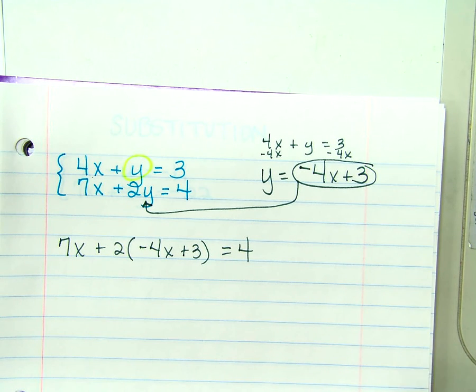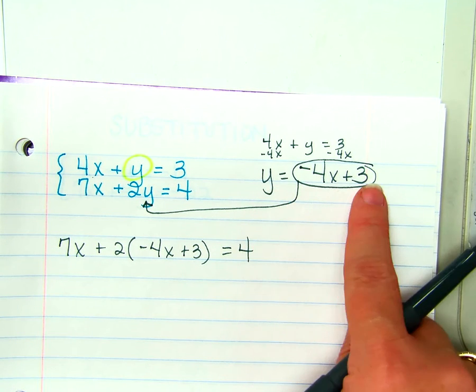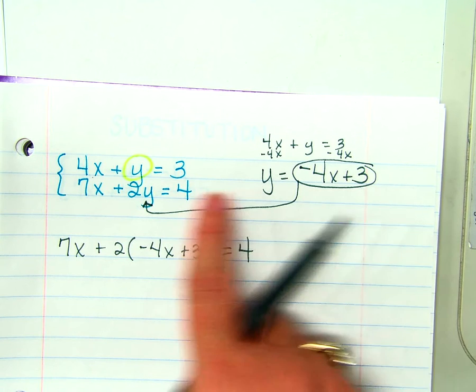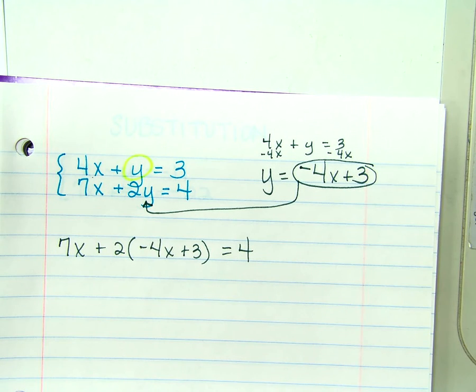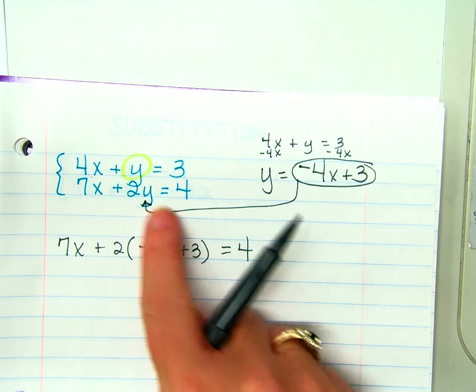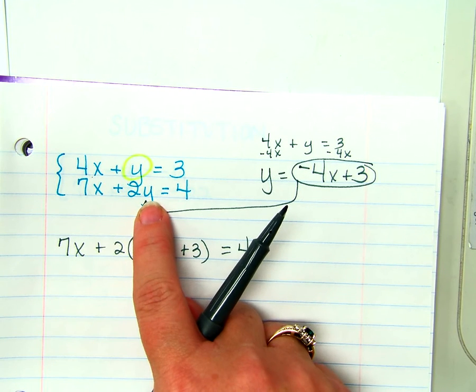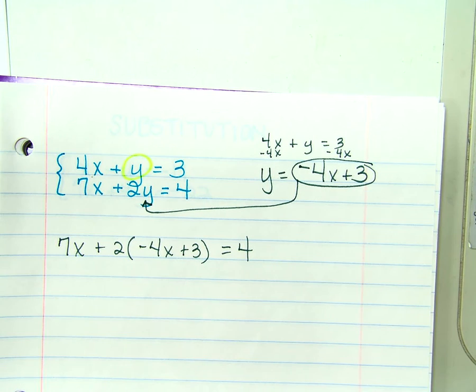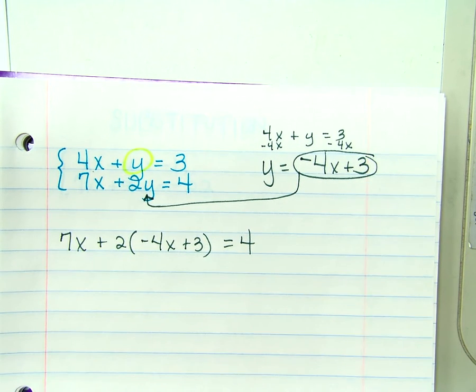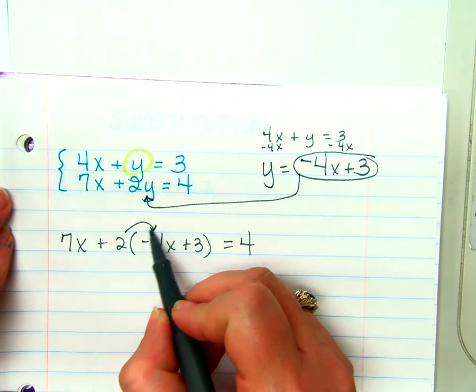Or the other thing people will do is they'll get y equals negative 4x plus 3, and guess where they put it? Right there. Not good. That's going to get you 0 equals 0. Where did your y go? Where did my y go? I substituted what I knew y equaled. Does that make sense? So now I distribute.